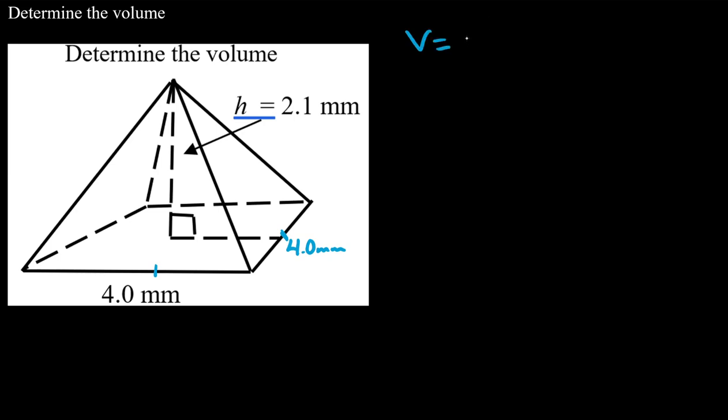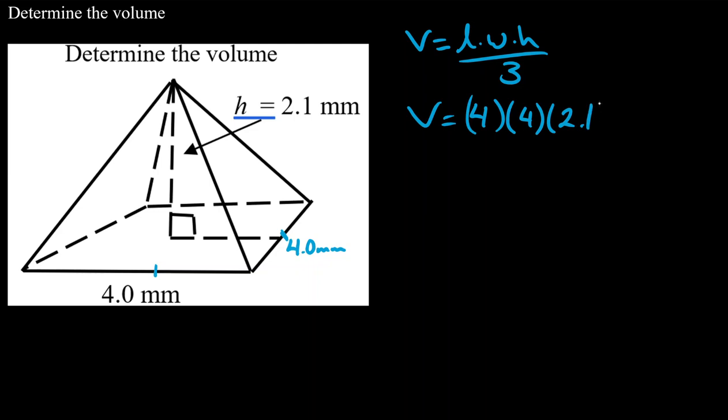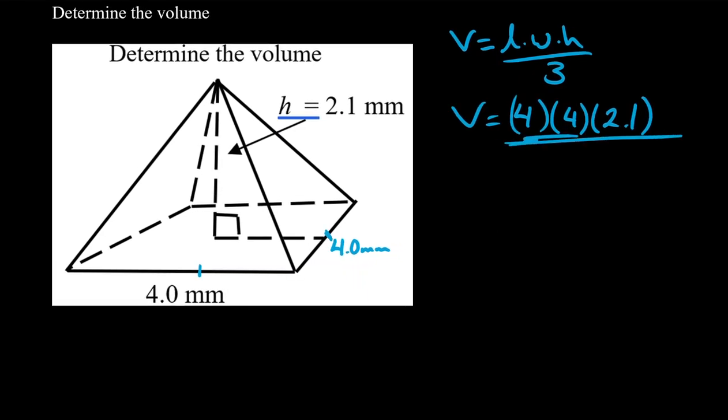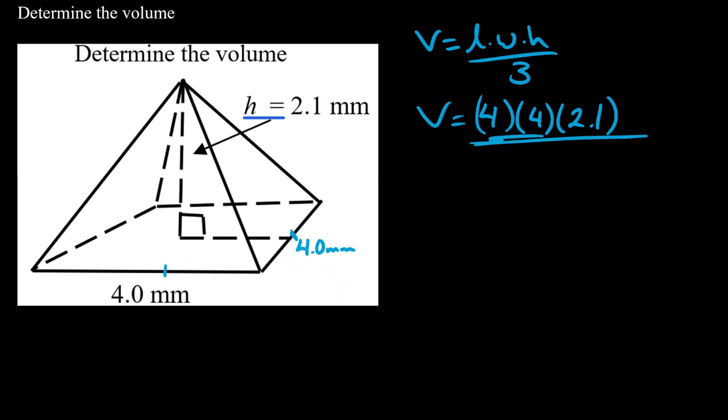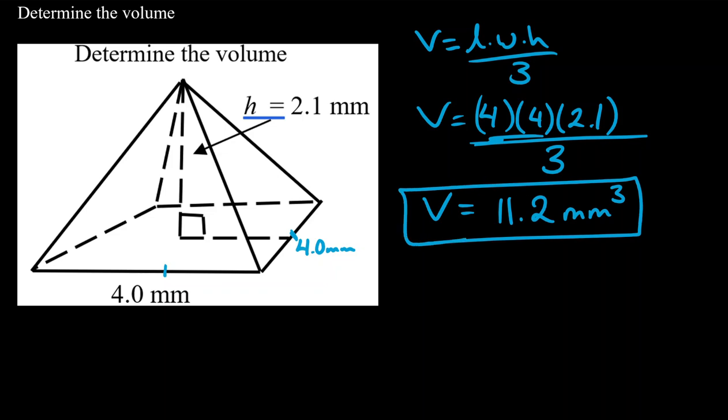Okay, so it's length times width times height divided by 3. Well, we know what the length is. That's 4 millimeters. We know the width is 4 millimeters. We know what the height is. That's 2.1 millimeters. Sorry. And so we just have to divide that by 3. When I put that into my calculator, I end up getting 11.2. And since it's millimeters times millimeters times millimeters, I get millimeters cubed. All right, not so bad.